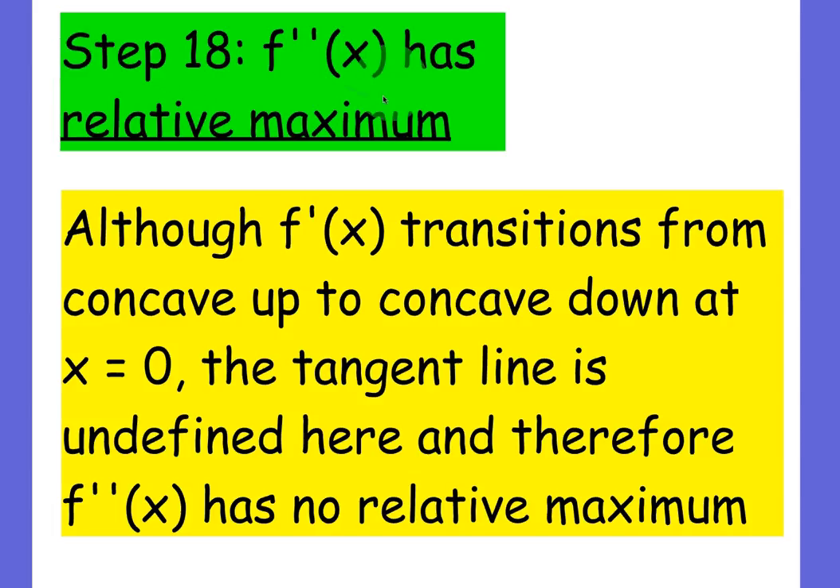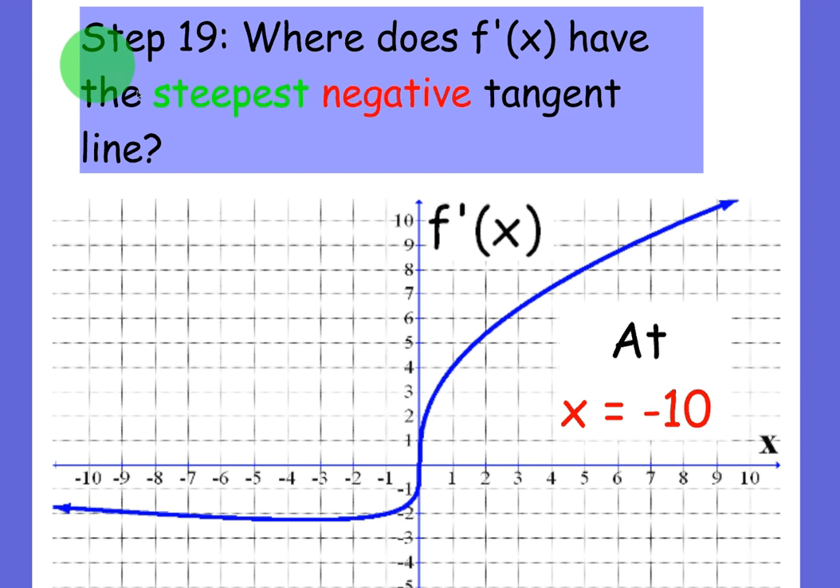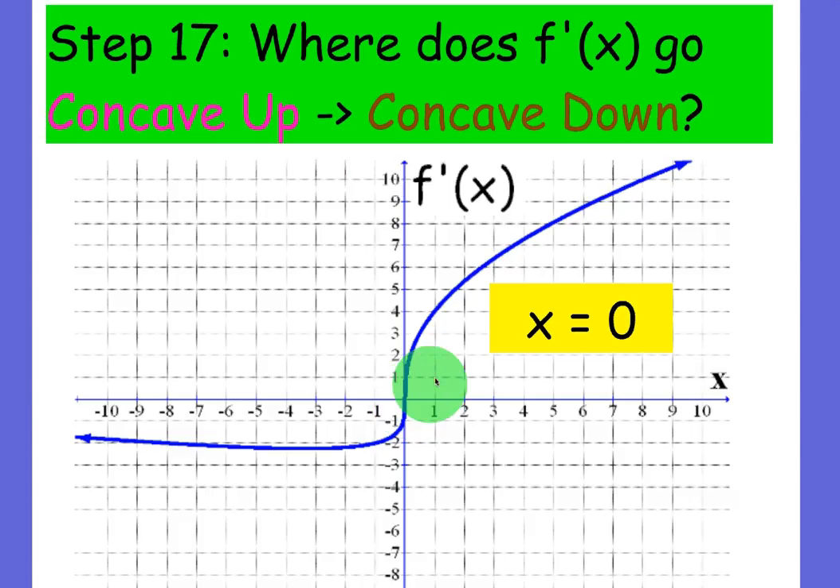So for step 18, f double prime of x will have a relative maximum, but there's a caveat. Although f prime of x transitions from concave up to concave down, at x equals 0 the tangent line is undefined here, and therefore f double prime of x has no relative maximum. So make sure there's a point there that exists. Step 19, where does f prime of x have the steepest negative? I do want to make one more note about that. Just make sure this point exists. Again, I've said that already, but make sure the point for the derivative exists. In other words, if it doesn't exist, then it can't be a relative min or max there.